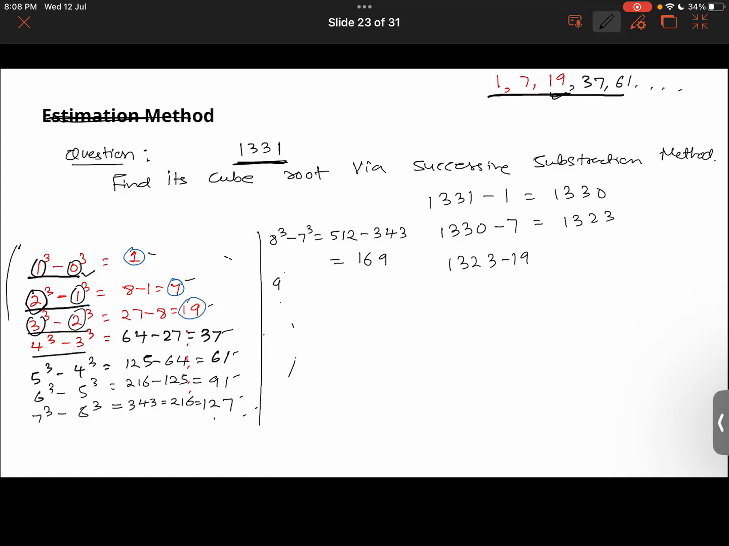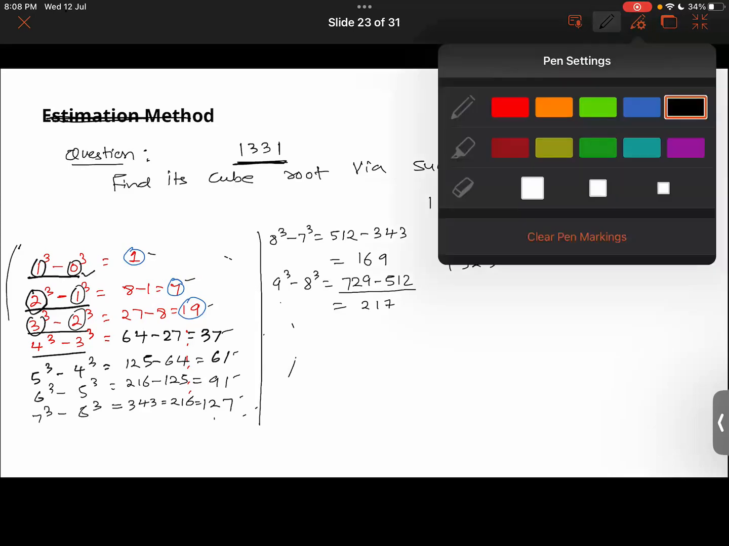Now you have 9 cube minus 8 cube, that is 729 minus 512. That gives you how much? Look at the board here, look at the screen. 729 minus 512. 217. Okay, now we have got sufficient numbers here.